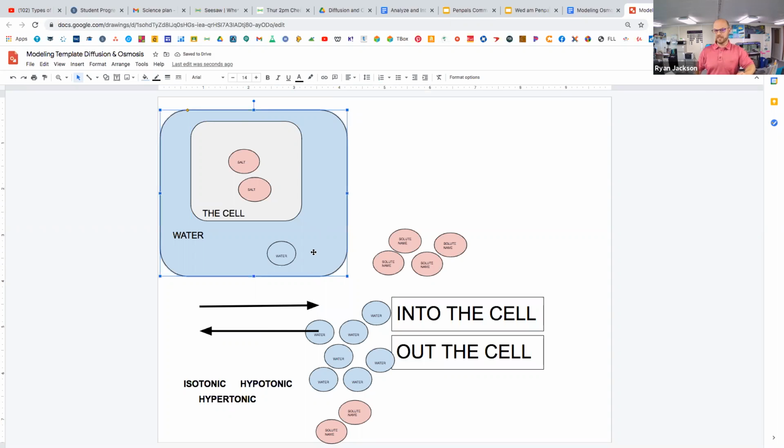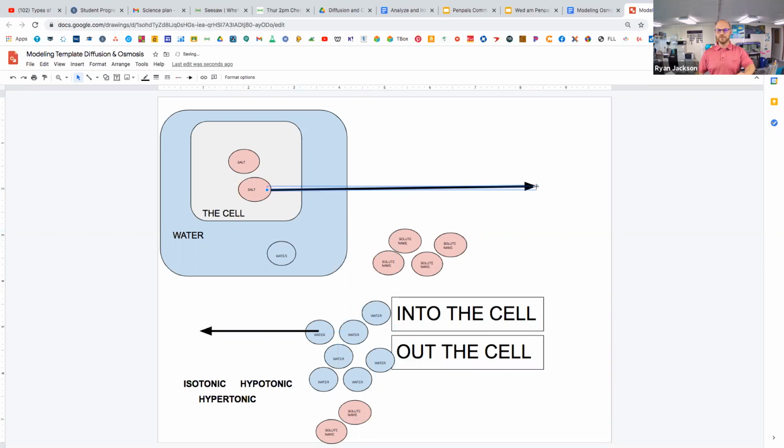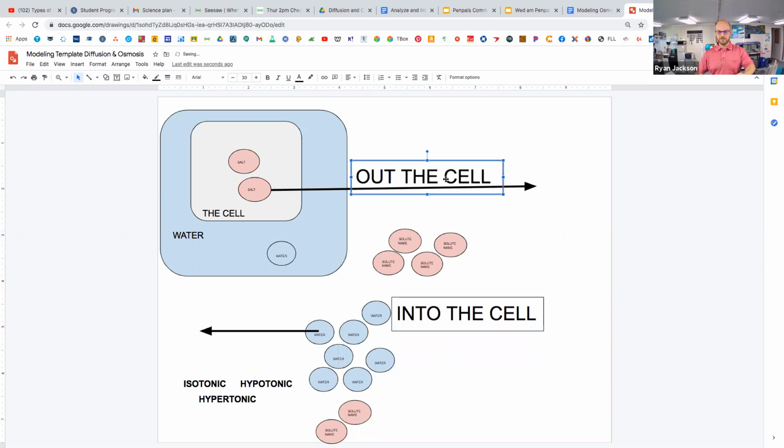What's happening? Because you don't know until you do the experiment, did salt go out? So I just move that arrow. Maybe you thought salt went out of your cell. So then you would move this on the arrow or above the arrow, and you can make this smaller or bigger. But did salt go out of the cell? Maybe that's what you thought would happen.